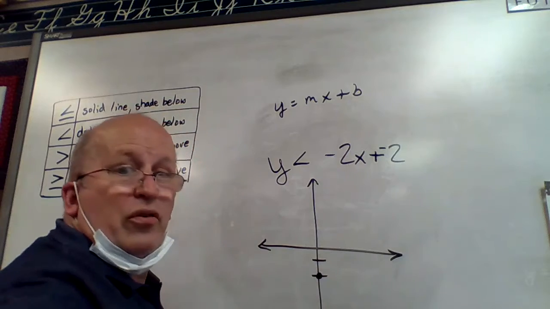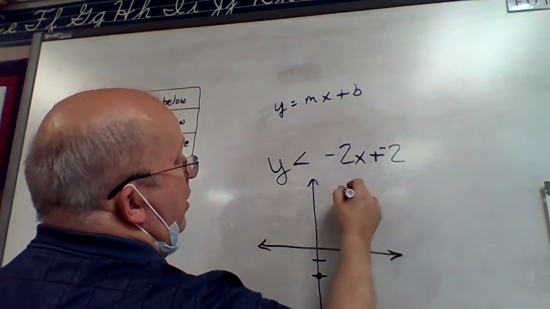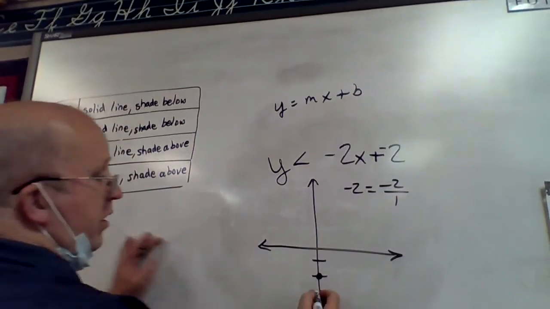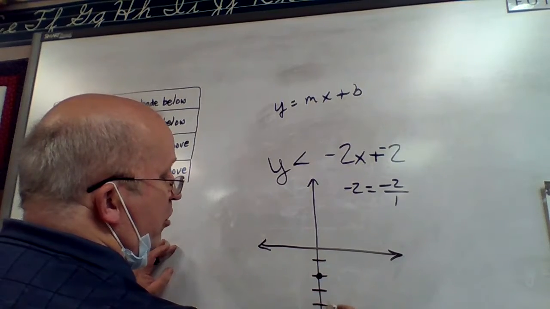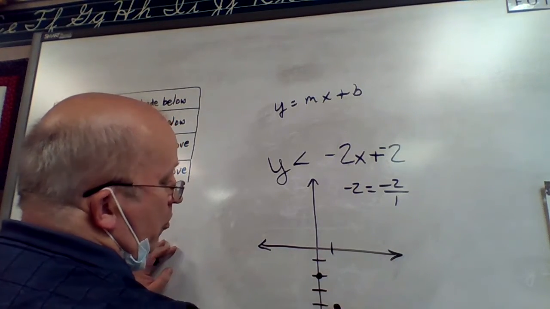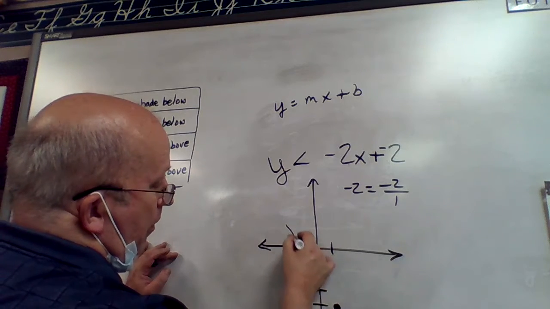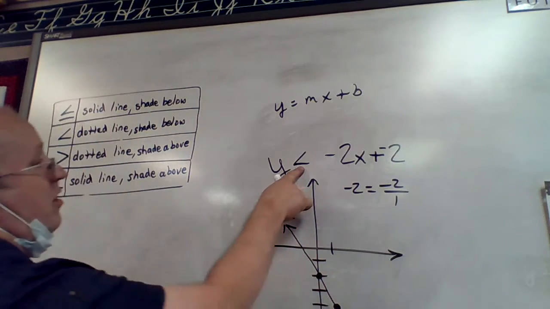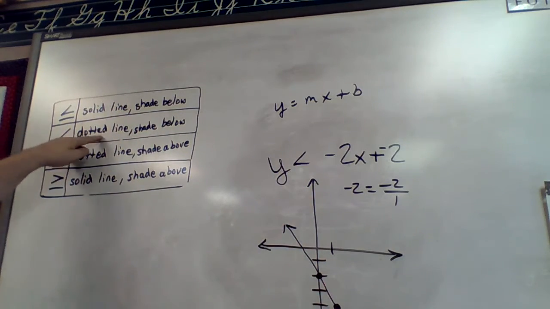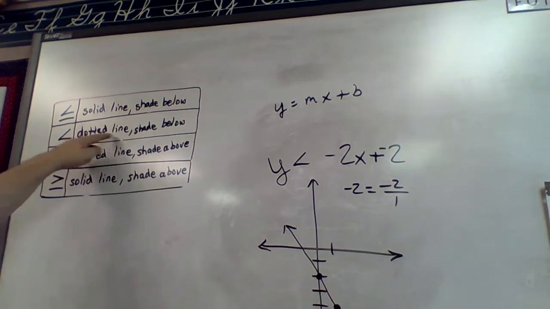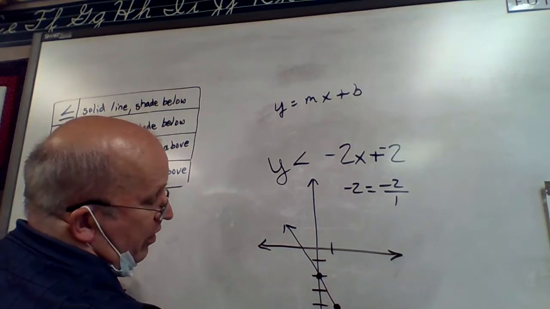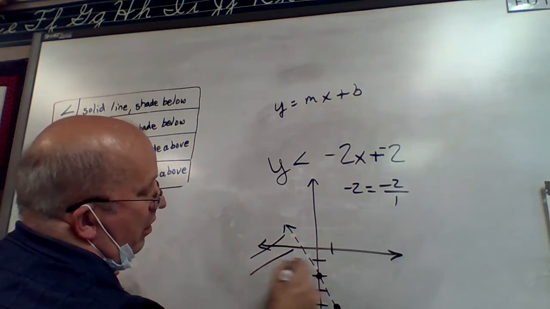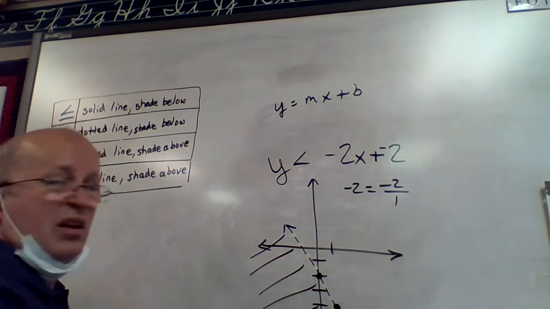So there's our first dot. And this is our slope, negative 2. So I'm going to think about it as rising a negative 2 and running 1. Rising a negative 2 is actually dropping 2. So I drop 2, run 1, and I put my line right here. Okay, that's a less than symbol. Let's go over here. Less than is a dotted line, and we're going to shade below. Dotted line, shade below. So I dot this, and we're going to shade below the line.